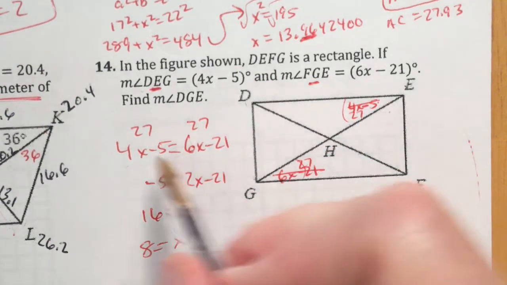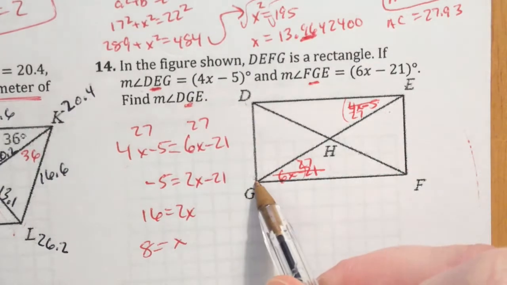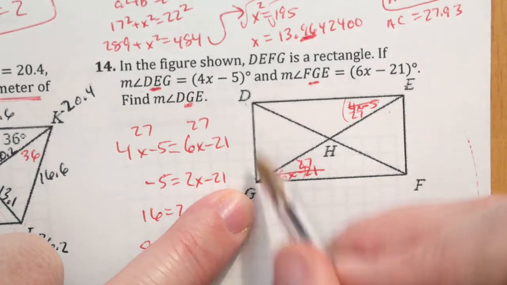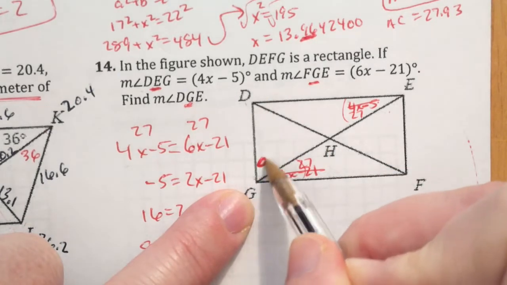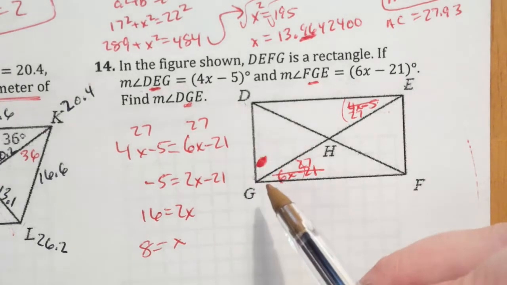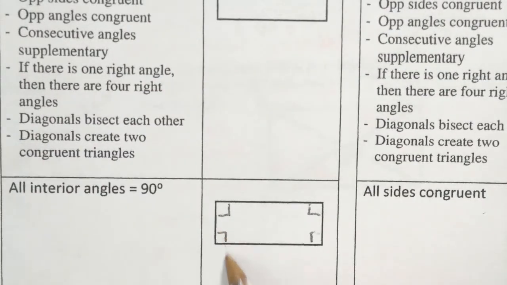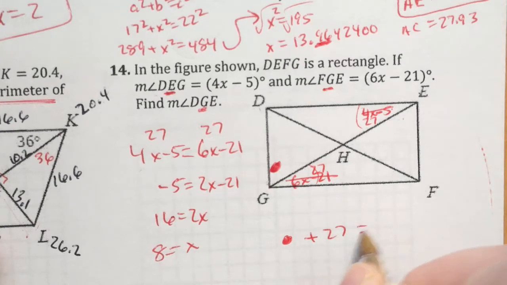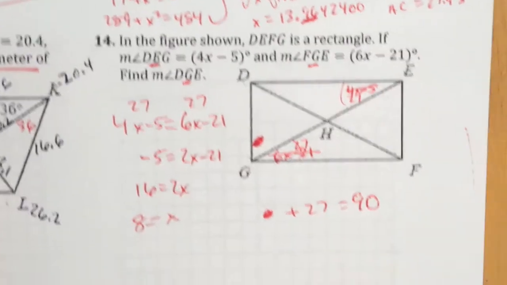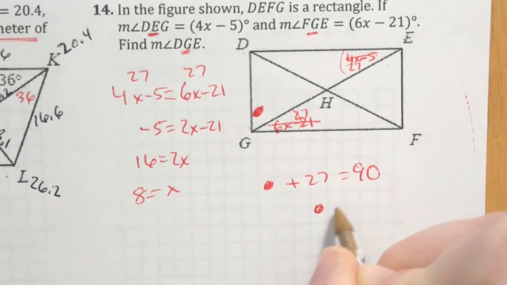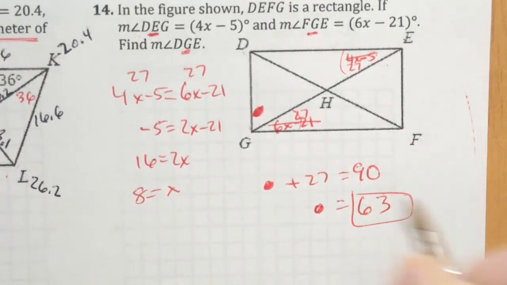And let's keep going. They wanted angle G. Now, I don't know if I'm talking about the top, the bottom, or the whole shebang. They said DGE. So they want this. Oh, those tricky little buggers. Now, what do we know about this entire angle? It's a rectangle. That entire angle on a rectangle is 90 degrees. So that dot plus 27 is equal to 90 degrees. So 90 minus 27, and that dot is 63 degrees. That is your answer.